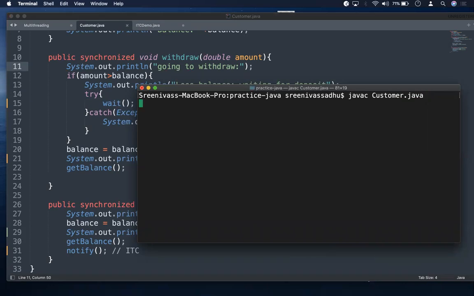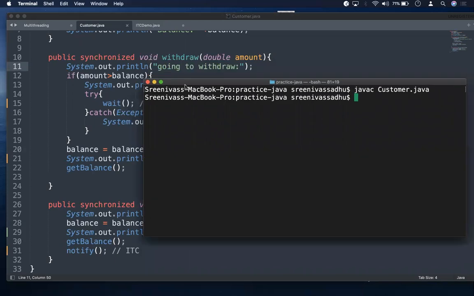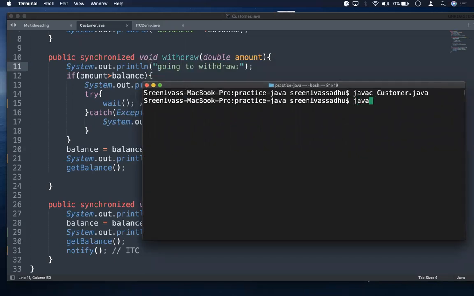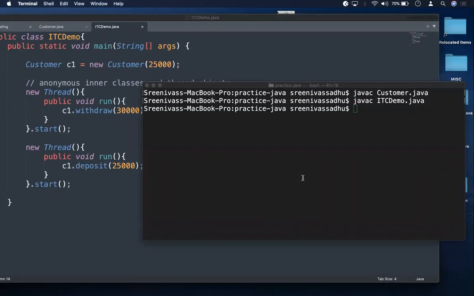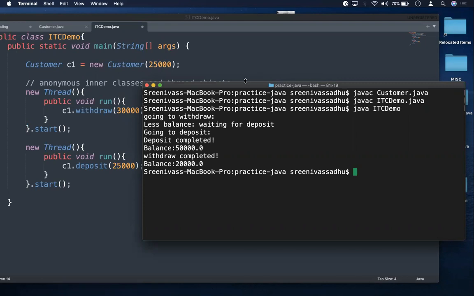First one is javac Customer.java. It's taking some time for compilation. Yes, it's compiled. And then let me compile ITCDemo.java. So here I have my anonymous inner classes. Okay, it's also compiled. Then let me run it. Now let's see what happens.